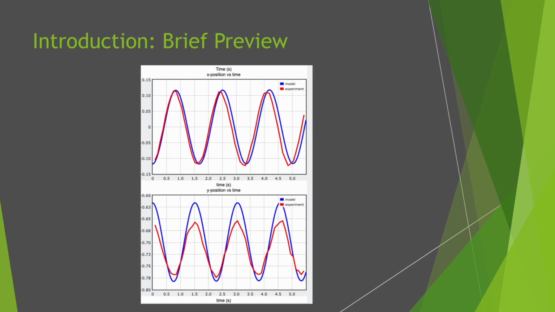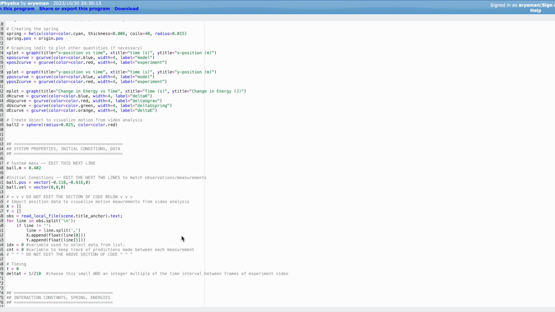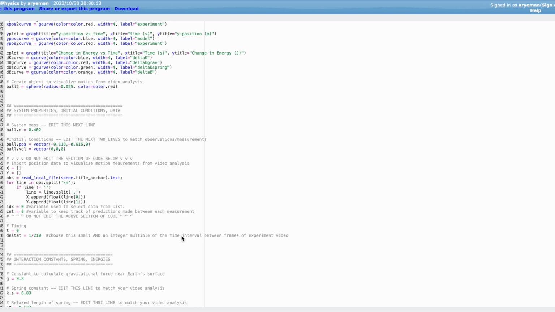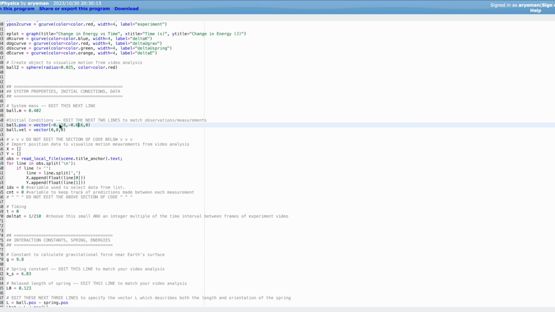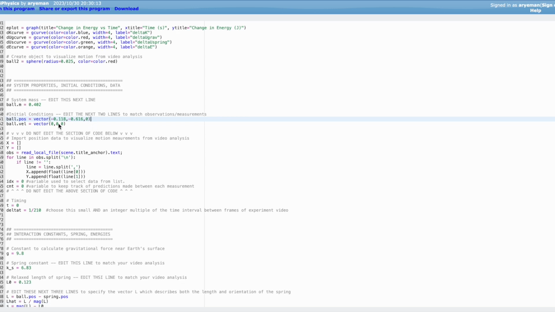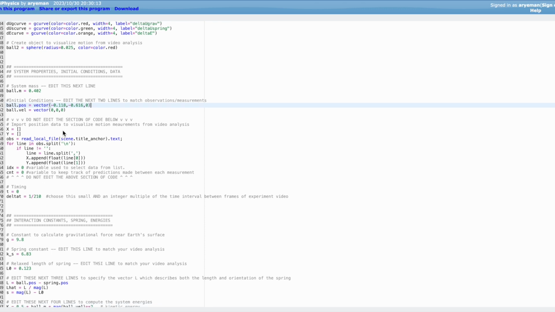So a brief preview of our experiment is that we'll look at the modeling of our spring while it's moving on the x and y axis, and we can see some distinctions, and we'll go over that in a second. So we take the ball mass to be 0.402 kilograms and its initial position to be negative 0.118 and negative 0.616 on the coordinate axis, with our fixed point being at the top. And our initial velocity is just 0 because it hasn't moved yet.